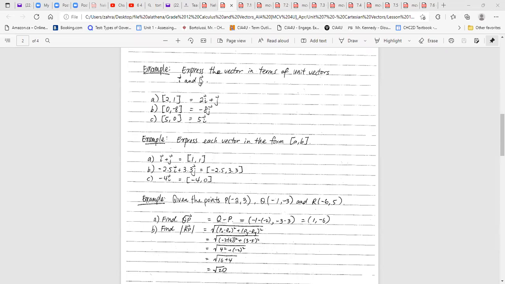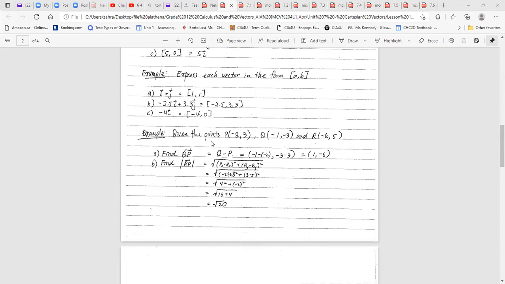Now, expressing the vector in terms of the unit vectors i and j: 2 means 2 in the x direction, 2i. And 1 means you move one unit in the j direction, plus 1j. 0 means you don't have any i, and negative 8 means you just have a y component, negative 8j. 5 and 0 means you just have an i component in the x direction, 5i, and there is no j.